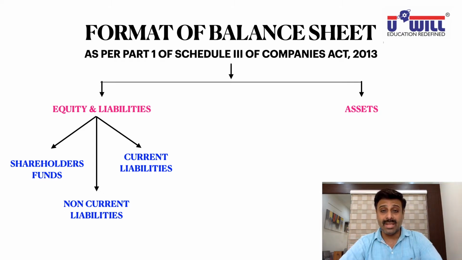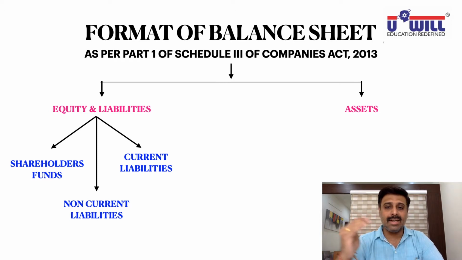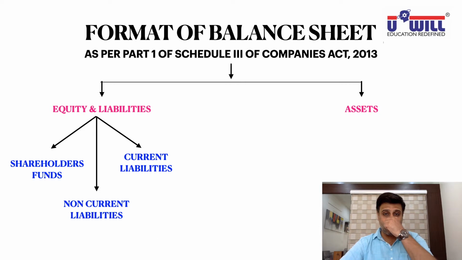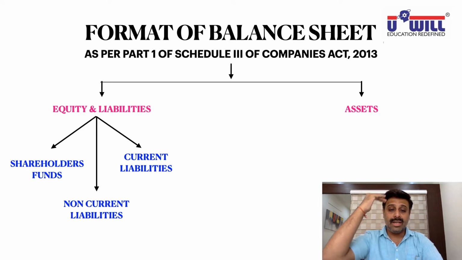Very, very simple. Equity means shareholders funds. Liabilities, non-current liabilities and current liabilities. Once again, equity, shareholders funds, liabilities, non-current liabilities and current liabilities. So three main headings will come in the first part of the balance sheet. Equity and liabilities, within that shareholders funds, non-current liabilities, current liabilities.